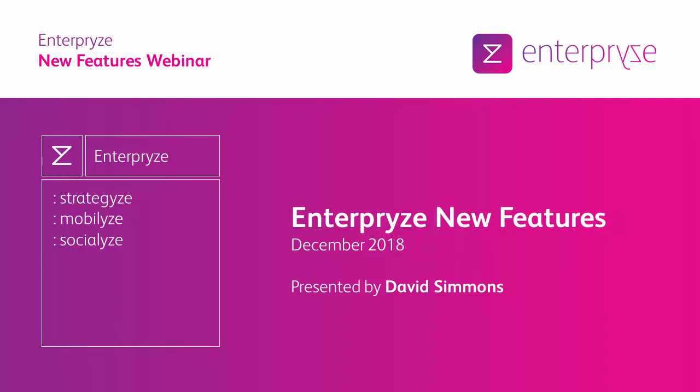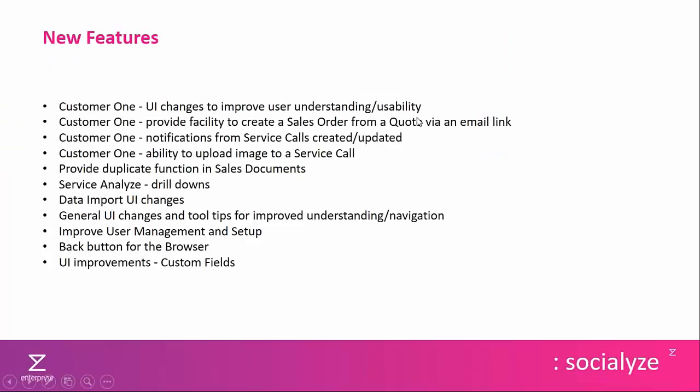My name is Dave Simmons and I'm the Channel Manager for Enterprise here in EMEA. What we're going to do today is cover off all the new features that are appearing and have appeared for December. We're going through the new features and how Customer One is evolving, and then how we're looking at the view from the browser side of things, and then finally we'll have a look at the mobile app changes as well. Things are evolving very, very quickly.